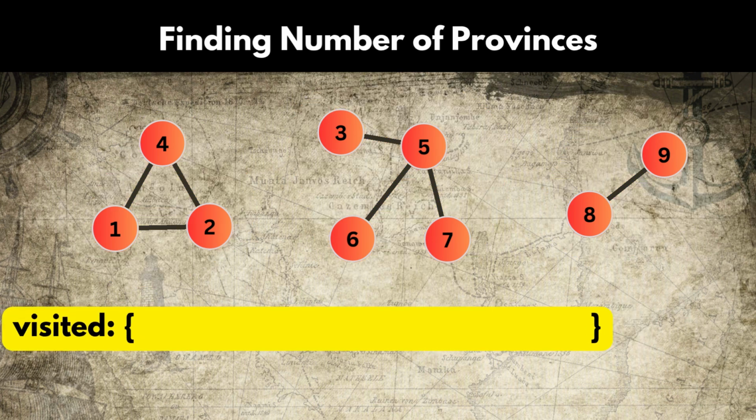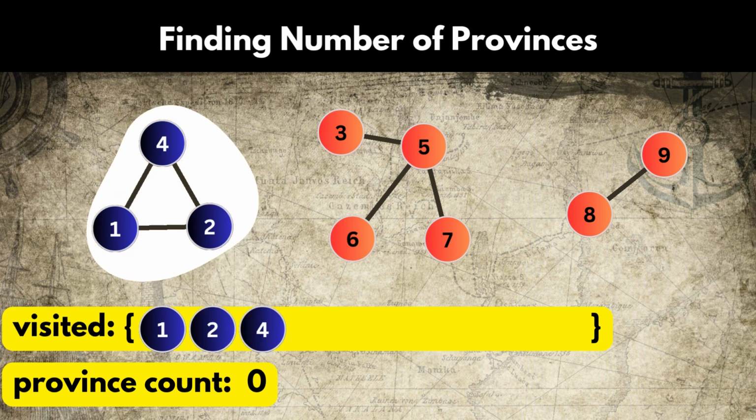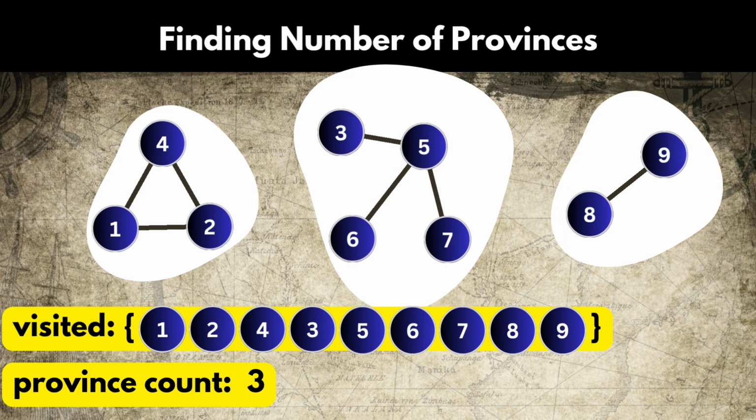Step 1. We create an empty set called Visited to track the cities we've already explored. Step 2. Initialize a variable province count to 0. Step 3. Loop through every city in the graph. If we find an unvisited city, we start a depth-first search from there. Mark all its connected cities as visited, and then increment province count by 1. After going through all the cities, the value of province count gives us the total number of provinces.